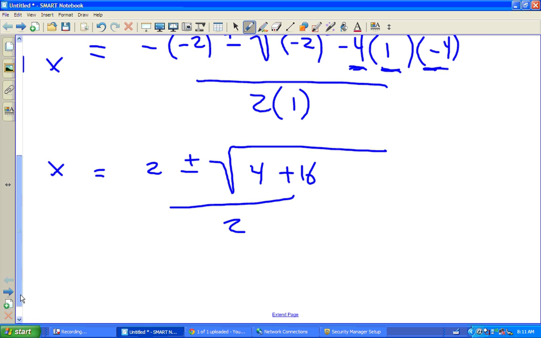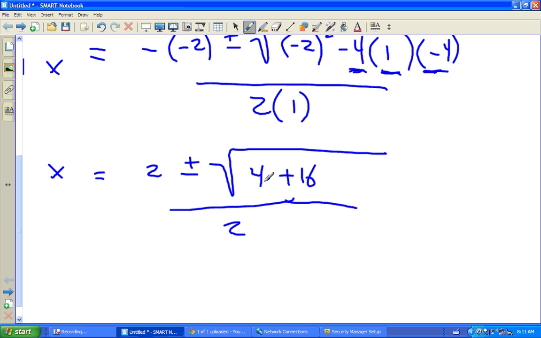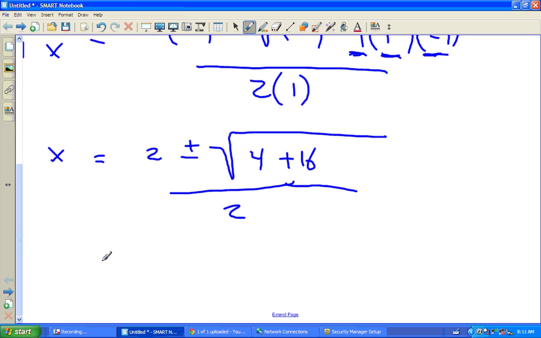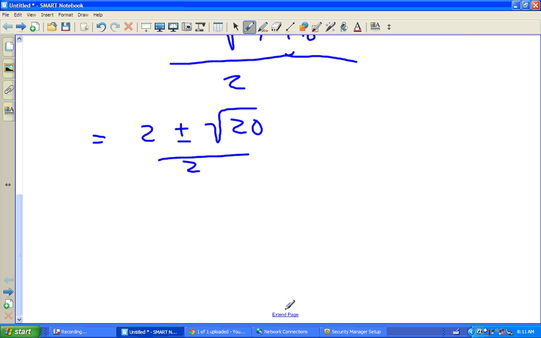Okay, so notice how I was very careful and very methodical there. 4 plus 16 is 20. Let's see where this takes us then. This will be 2 plus or minus the square root of 20 all over 2. It's getting simpler as we go. Let's keep working on this though.